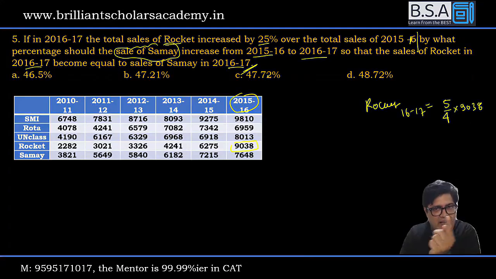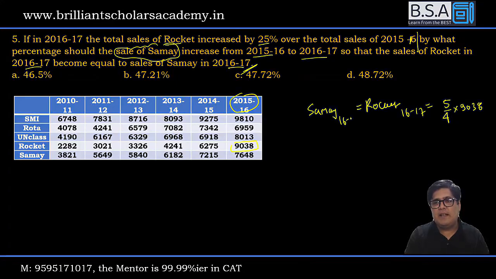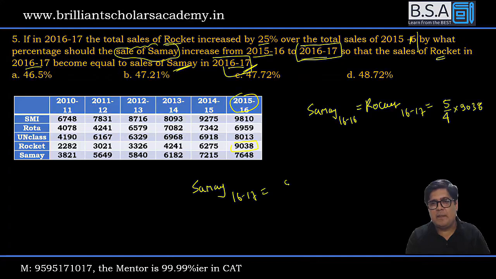Now when I read further, it says this value of rocket and this value for Samay is same. In the year 2016-17, sales of Samay and rocket are equal. So I'm simply saying this is also, I'll write it here: this is also 16-17 sale of Samay, 5 by 4, 9038. What is your question?